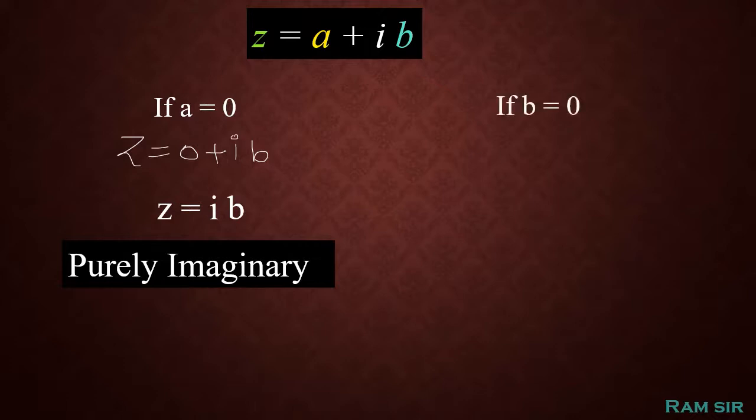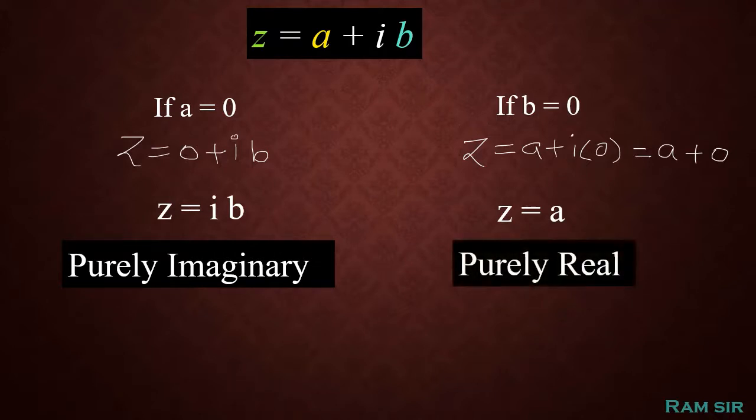Understand similarly for case 2, when b is equal to 0, we get z is equal to a plus i multiplied by 0, which is the value of b. So completely we are getting a plus 0, because i multiplied by 0 gives you 0. So we are left with z is equal to a. So now the imaginary part is removed. So what we can write down, we are getting the answer as purely real.